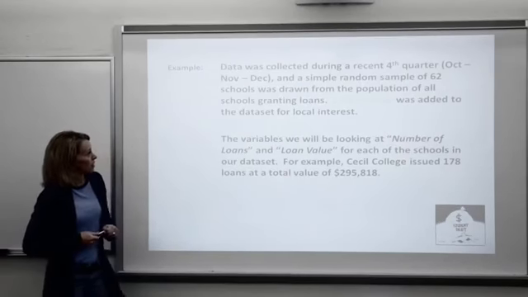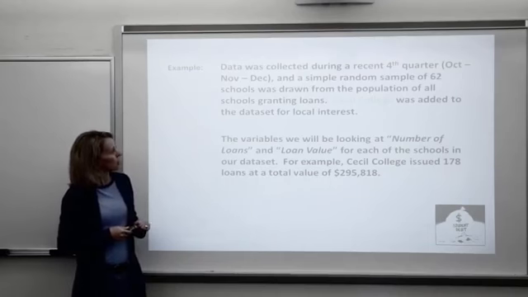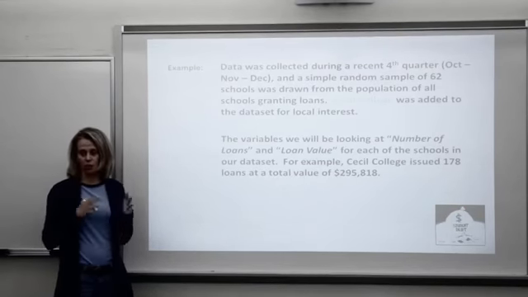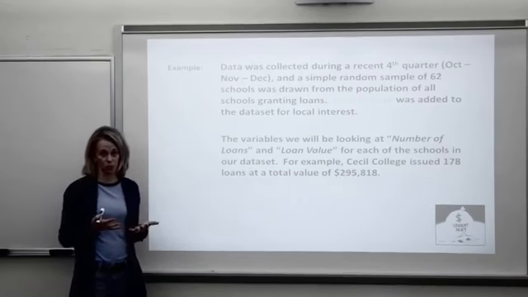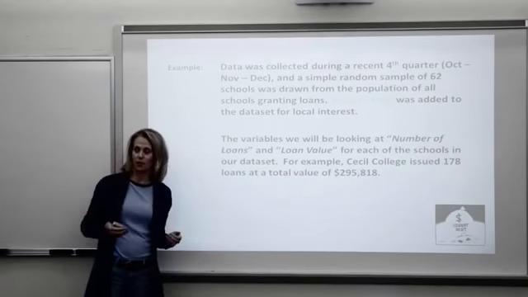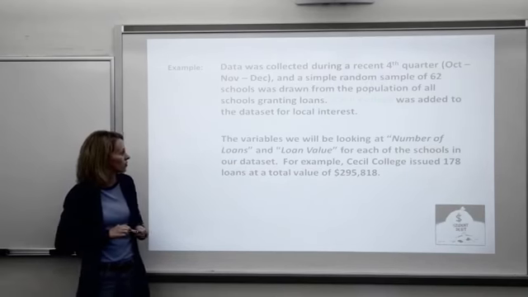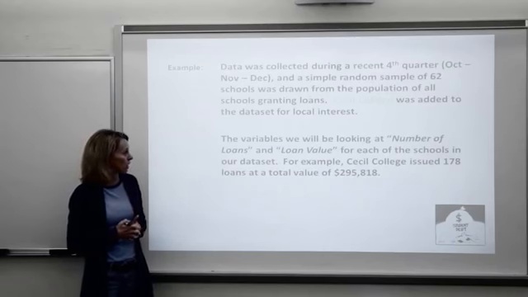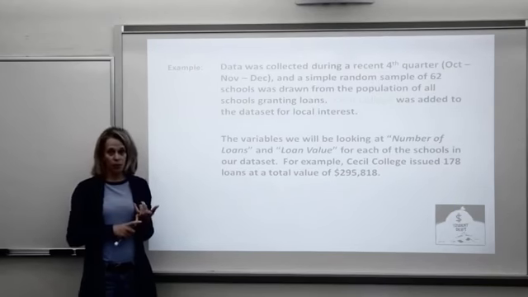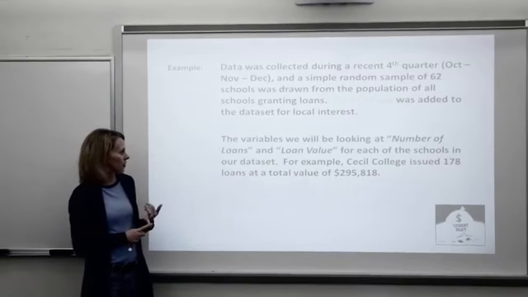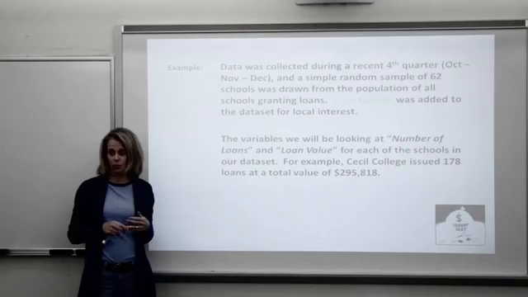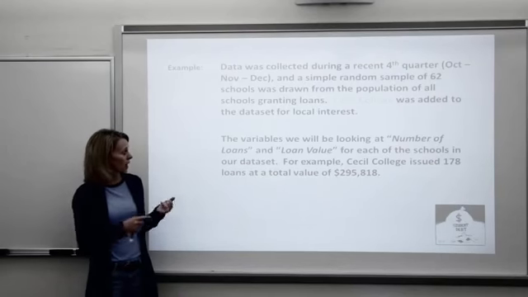Data was collected during a recent fourth quarter, and we took a simple random sample of 62 schools. This was drawn from the population of all schools that were granting loans. We did add Cecil College into our data set since that's of local interest for us. We're going to look at the number of loans that each school granted, as well as the loan value. For each school in the data set, we have recorded the number of loans as well as the loan value.